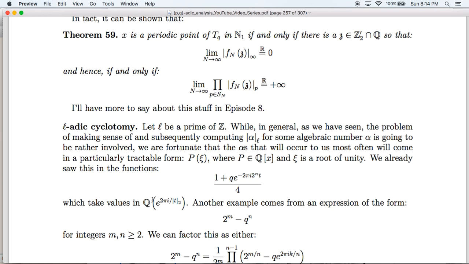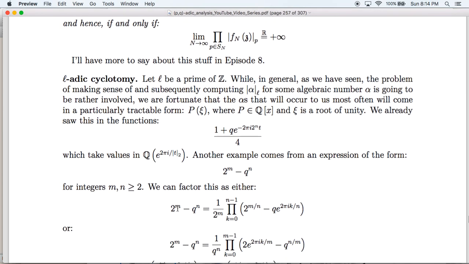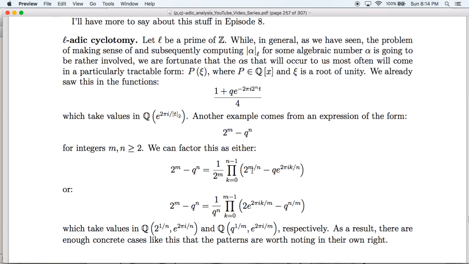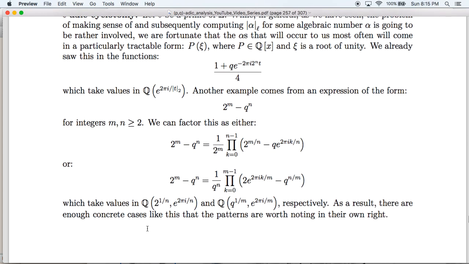This takes values in the cyclotomic field Q(e^(2 pi i/...)) over the 2-adic absolute value of t. Another example comes from an expression of the form 2^m minus q^n. This occurs in the denominator of chi_q of b_2 of n. For integers m and n greater than or equal to 2, we can factor this as either this product or this product. And so here it's either going to be nth roots of 2 and primitive nth roots of unity, or it's going to be mth roots of q and mth roots of unity, which take values in this field and that field.